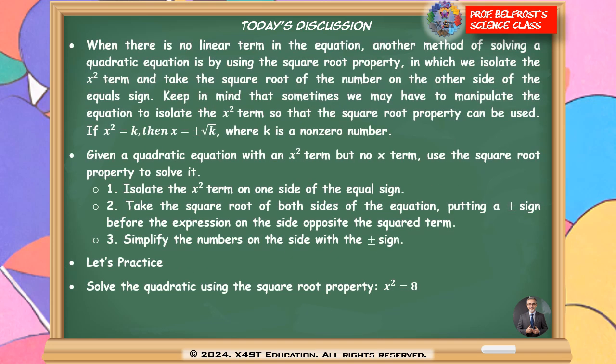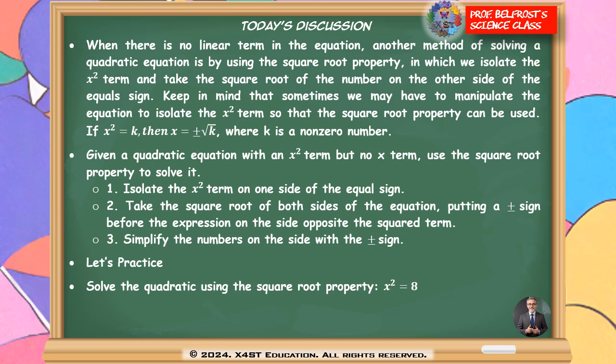So when there's no linear term in the equation, another method of solving a quadratic equation is by using the square root property. We first need to isolate the x squared term and take the square root of the number on the other side of the equal sign. So if x squared equals k, then x equals plus or minus square root of k, where k is a non-zero number. There are 3 steps that you need to follow to solve this kind of equation.